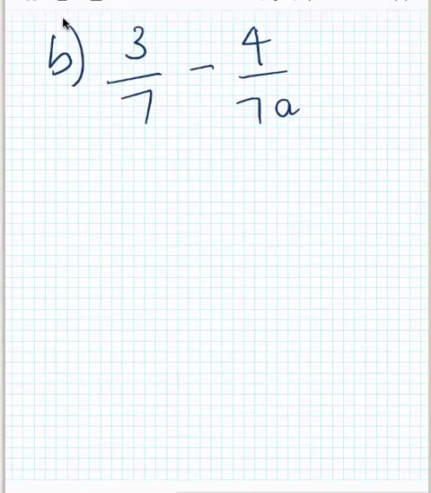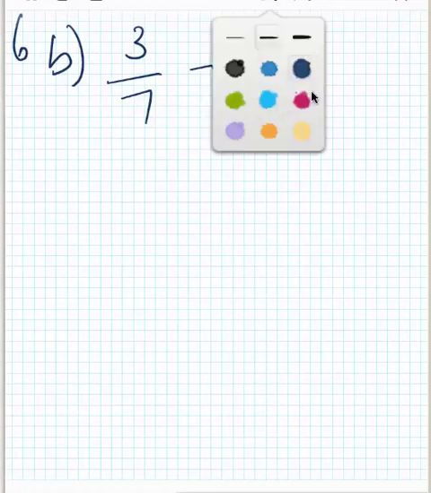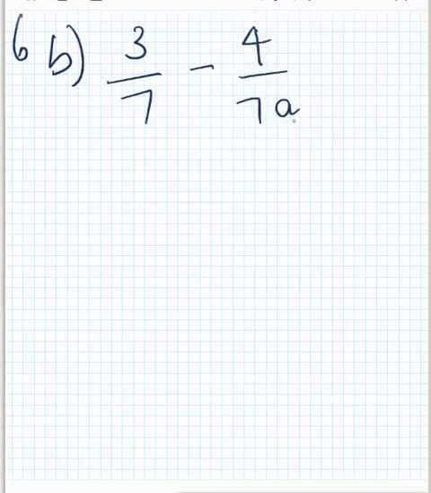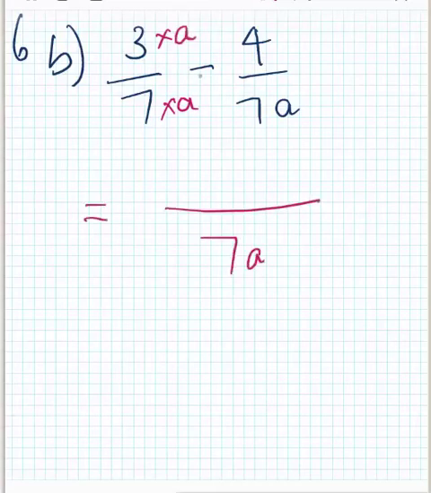With question 6b, you notice that we've got an a on the bottom. And remember, a is just a number. It could be 7 times 2, 7 times 3. So to make them the same, we've got to times this side by what? The exact same number, which we're calling a. And we must do the same thing to the top. So our common denominator will be 7a. And 3 times a is just 3a minus, and then the 4 is the same.